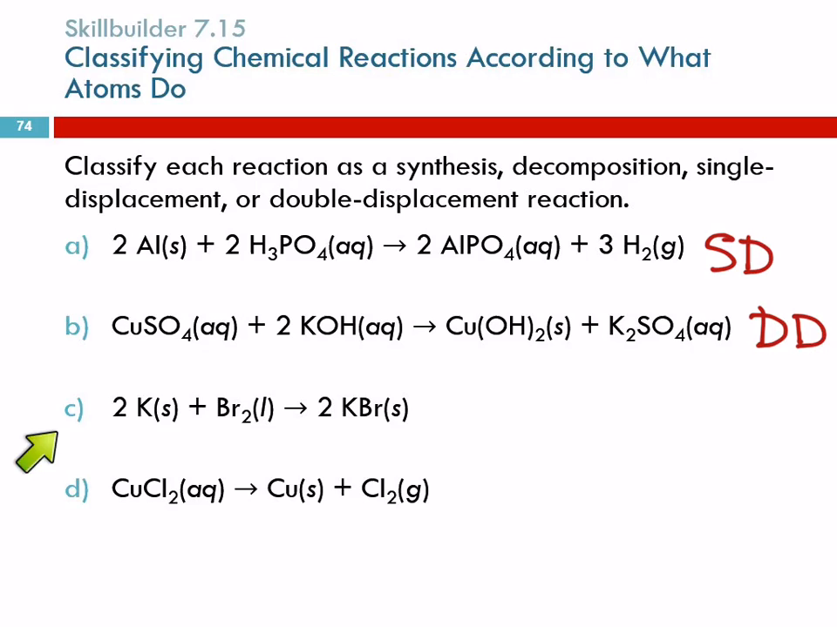Okay, here we go. Letter C, we have two reactants and one product. Synthesis. We've got two things combining, and so this is a synthesis reaction. How about letter D? Decomposition. We have one reactant. One reactant is going to be decomposition.